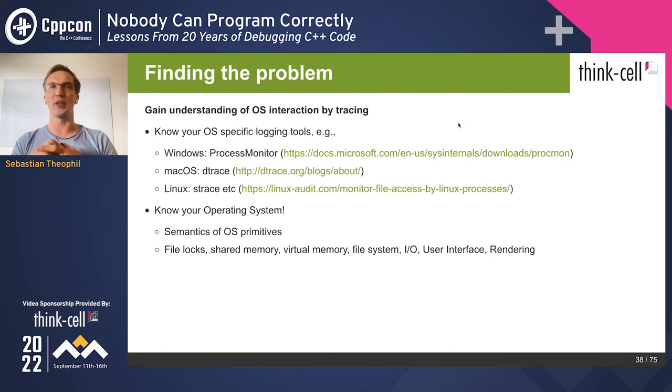And Process Monitor, for example, can trace accesses to files, accesses to the Windows registry, and things like that automatically for you. And you can just look at the Process Monitor trace and find out, for example, why some component doesn't find something in the registry, let's say.